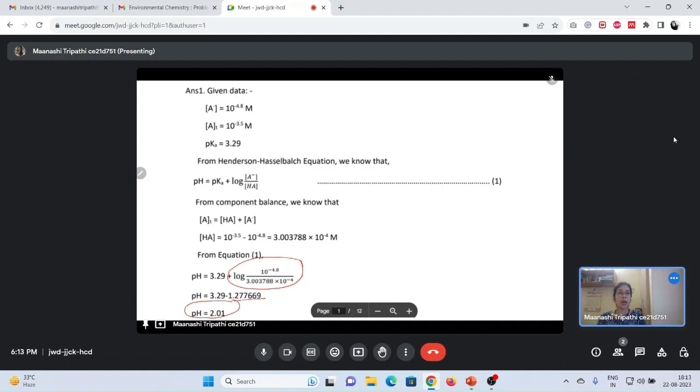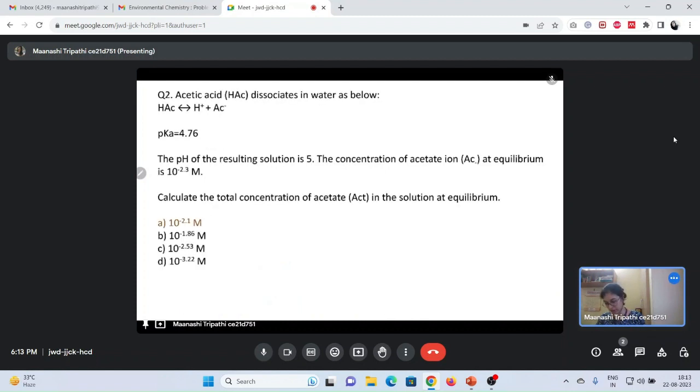So you have to be correct up to 2 decimal places in all the situations, because most of the questions will be given in this form only, with 2 significant places. Let's move towards the next question.